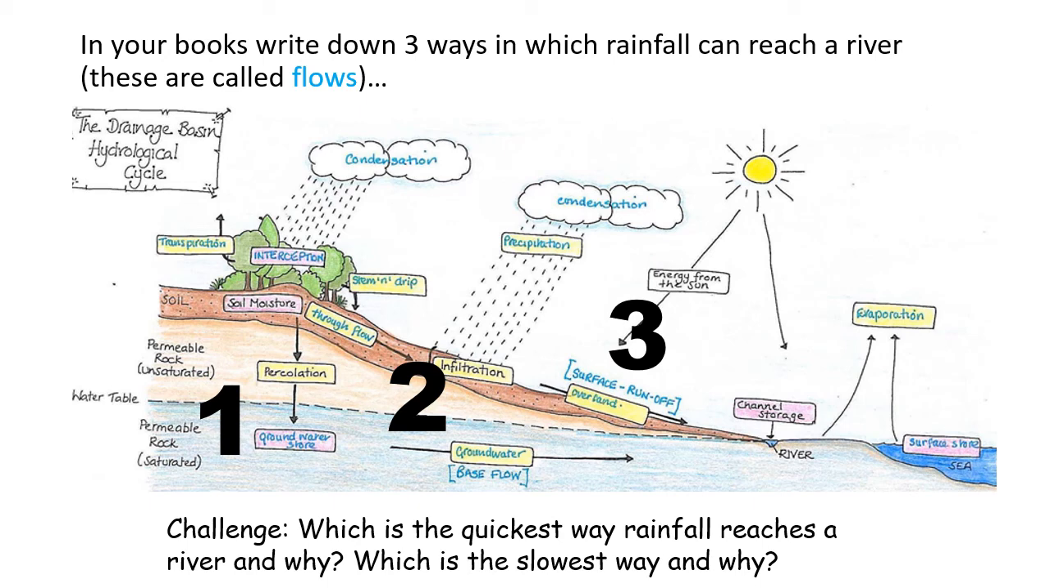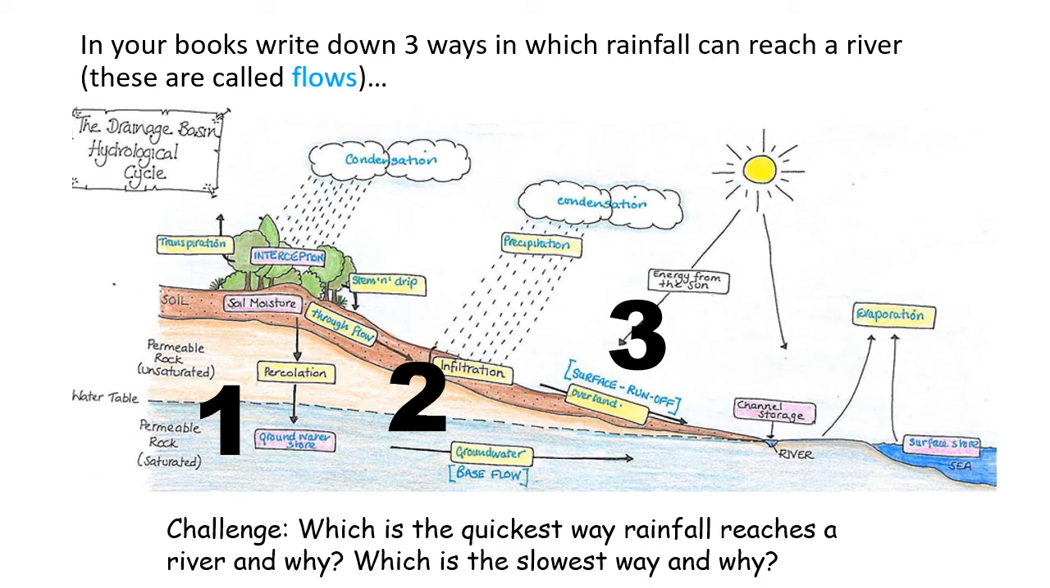Now, the key thing we need to think about for next time is, how does water get into rivers? You've got 3 options here. You've got groundwater flow, you've got throughflow, and you've got overland flow, surface runoff. What I want you to do is stop and have a think about which is the quickest and which is the slowest.